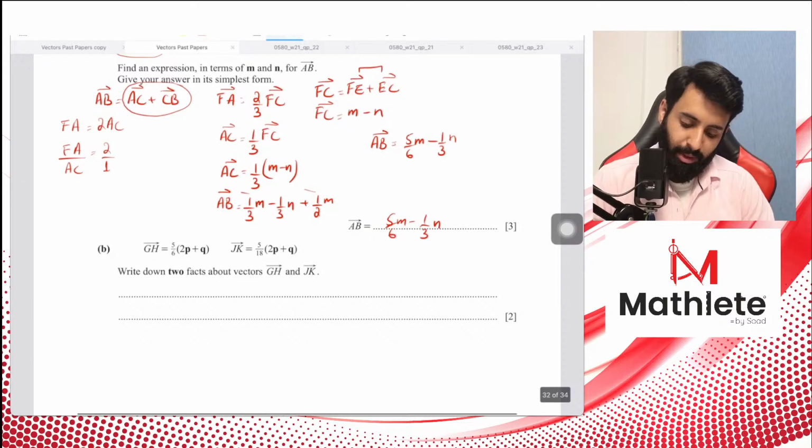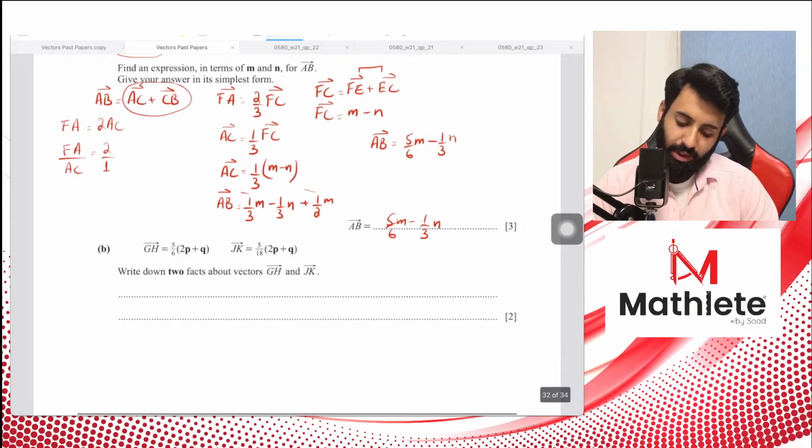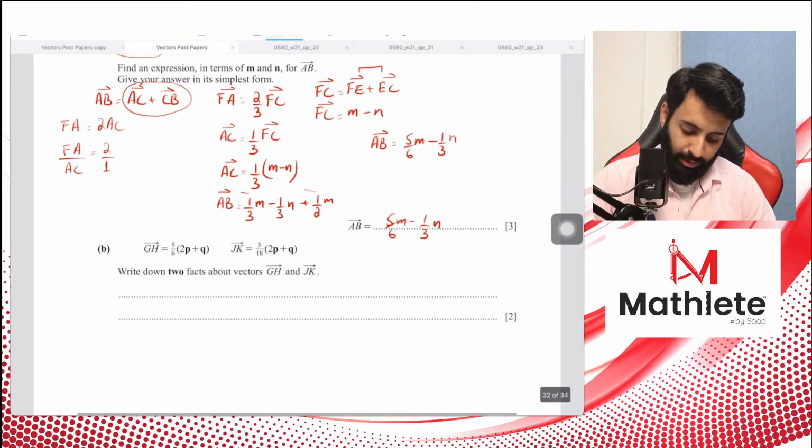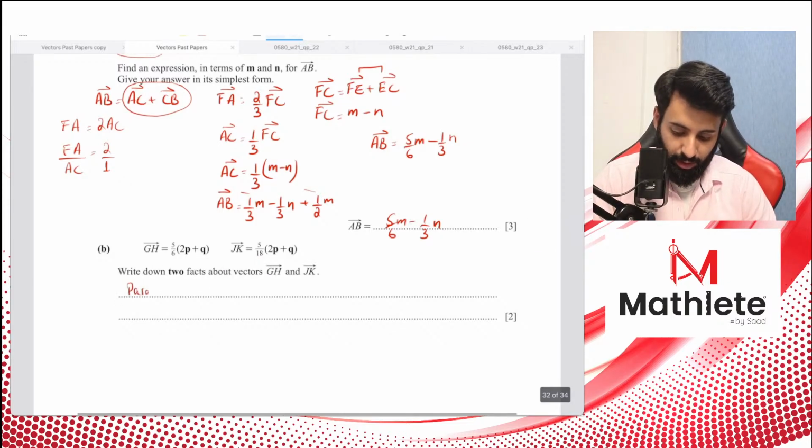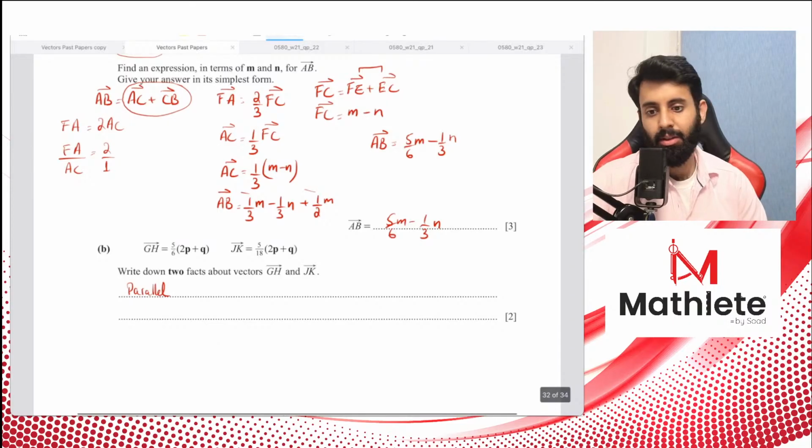Okay, now comes part B. Let's see what part B says. Part B says write down two facts about vectors GH and JK. Okay, so if you want to write down two facts, the first thing you look out for is if they don't have a common letter. If they don't have a common letter, you write down that they're parallel. So that's fact number 1, parallel.